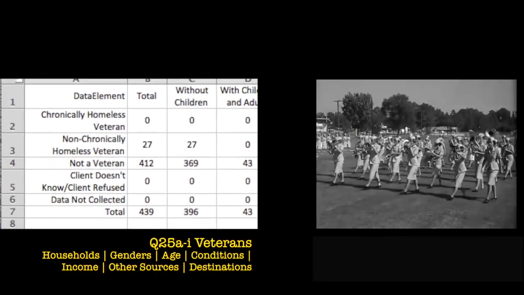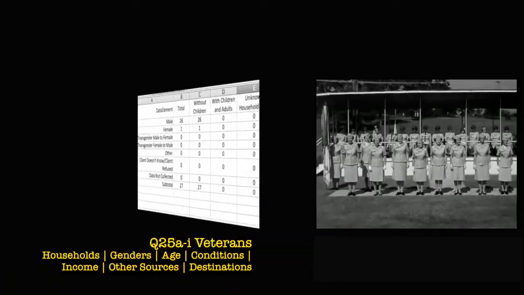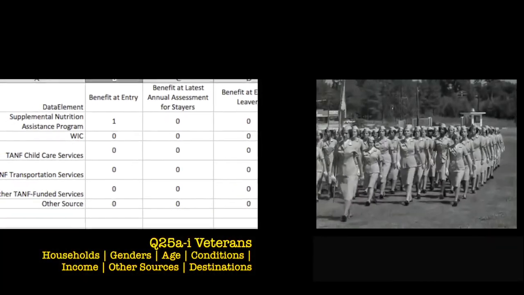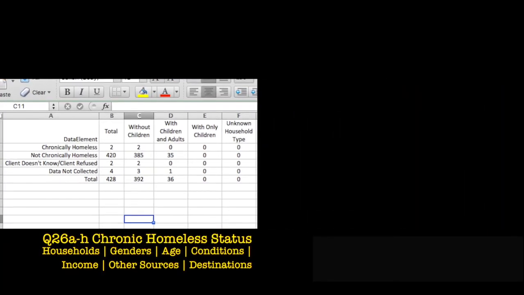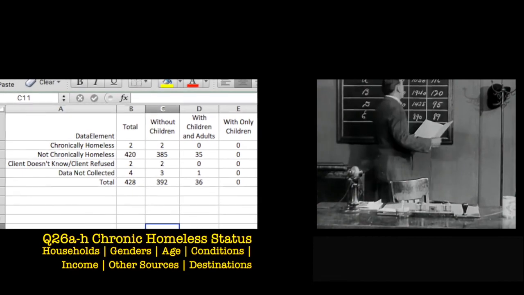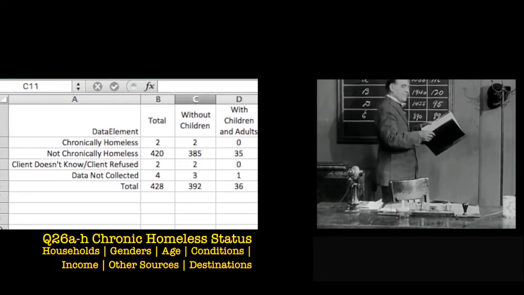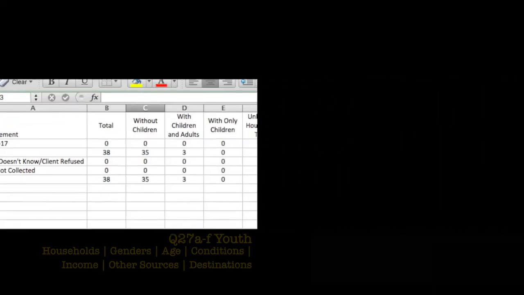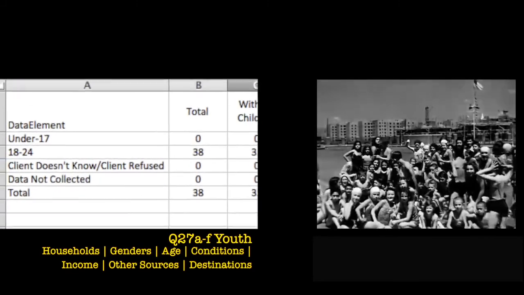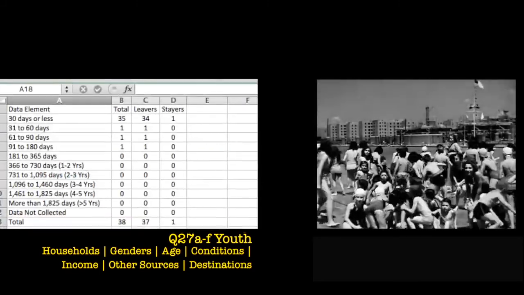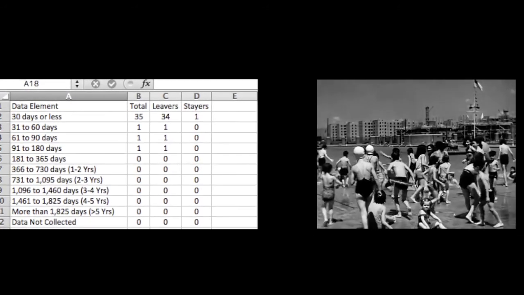Question 25A through 25I all deal with veteran data. Question 26A through 26H describes the data of people experiencing chronic homelessness. Questions 27A through 27F describe the data that applies to youth.